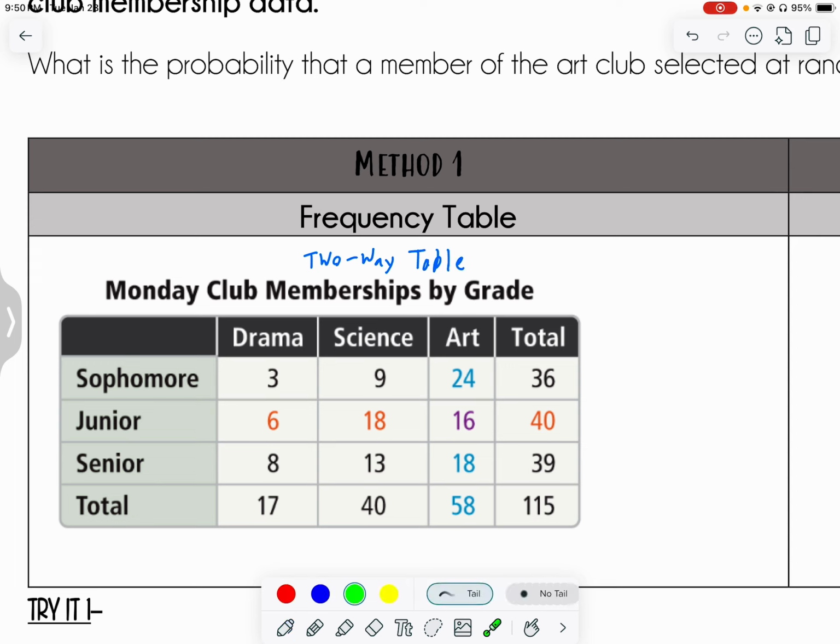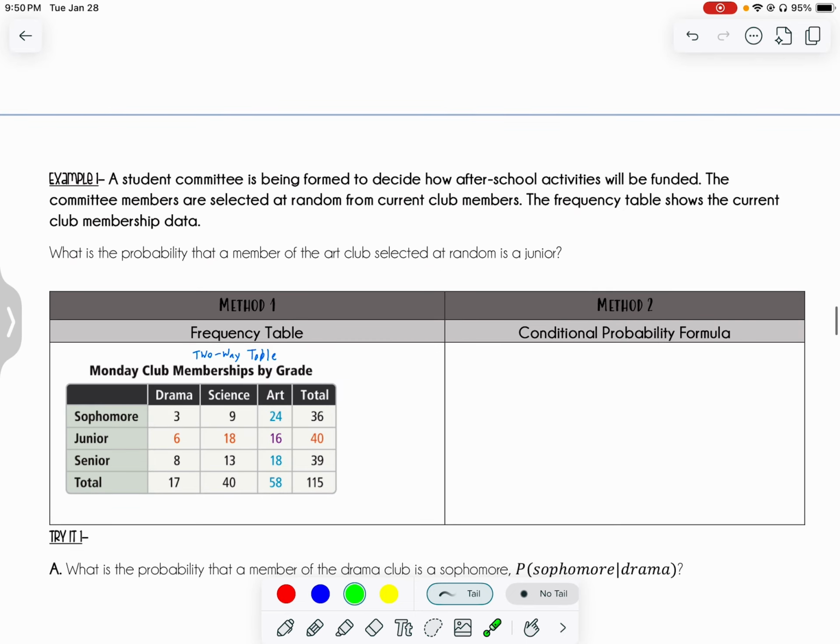It goes in two directions, hence the two-way table. This way is the different places that they want to fund: drama, science, art. Over here are the different years that the students are in school: sophomores, juniors, or seniors. So one way is grade, and the other way is what they are involved in. So with that, we can go ahead and calculate certain probabilities.